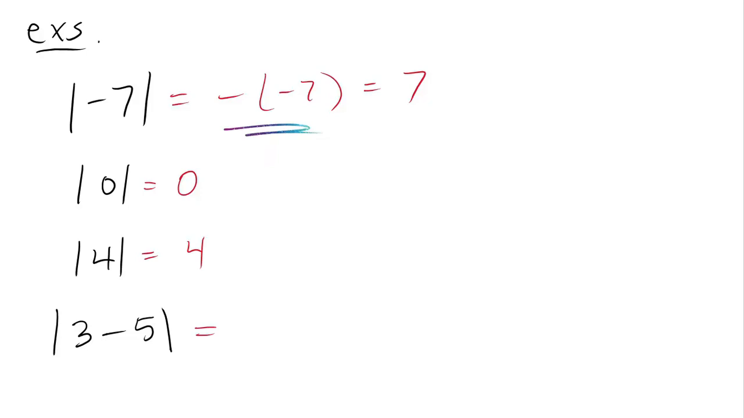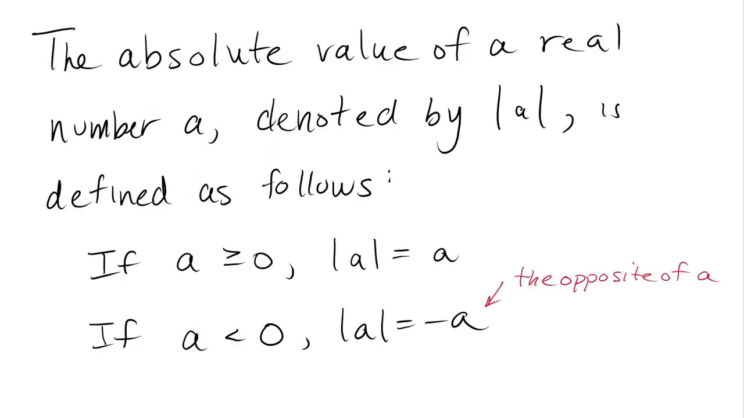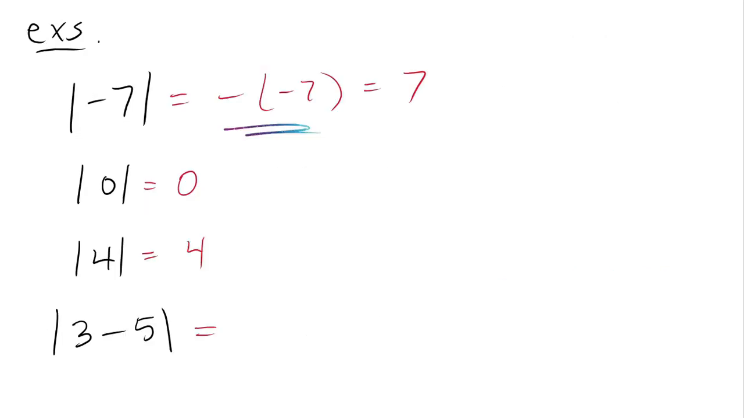A common misconception is that absolute value bars magically change all minus signs into plus signs. That's not what the rule says. It says if the input is greater than or equal to 0, you leave it alone, and if the input is less than 0, then you find its opposite. The rule doesn't say change minus signs into plus signs, right?